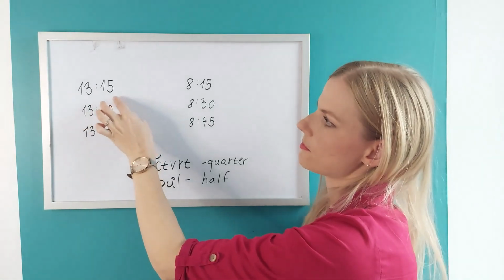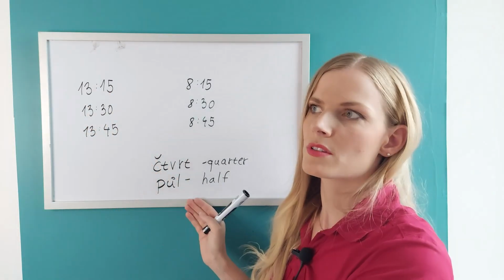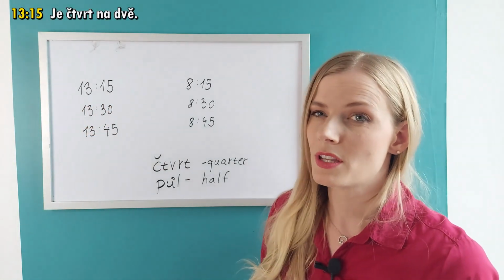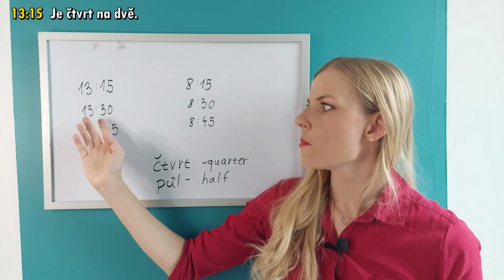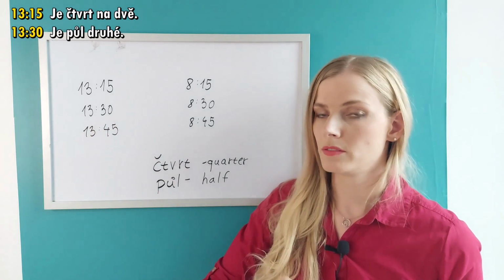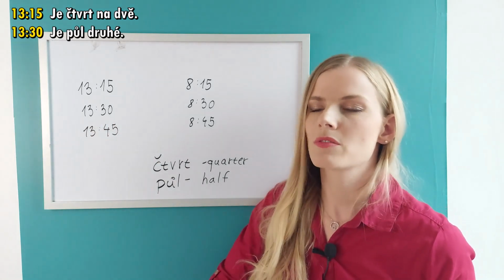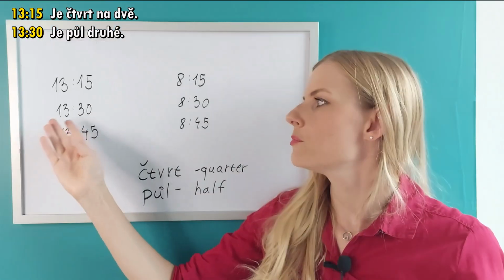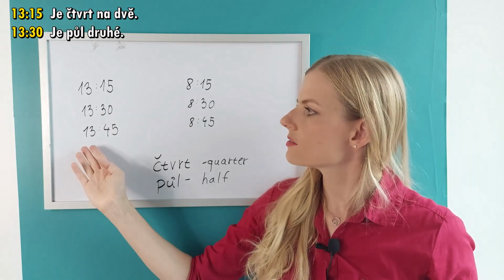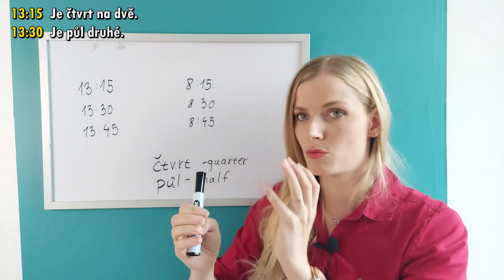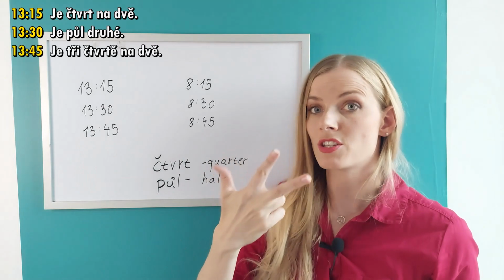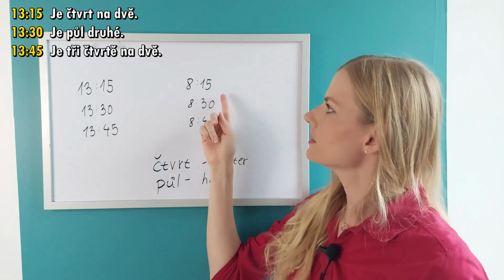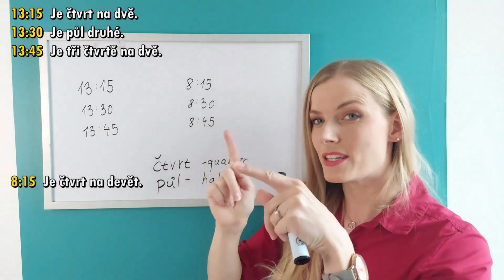How would you say this? We would say quarter towards 2 p.m. Je čtvrt na 2. What about here? Je půl 2. Half of the second hour. Remember, we slice the hour in half and then we use the ordinal number. Here we would say 3/4 towards 2 p.m. Je 3/4 na 2.